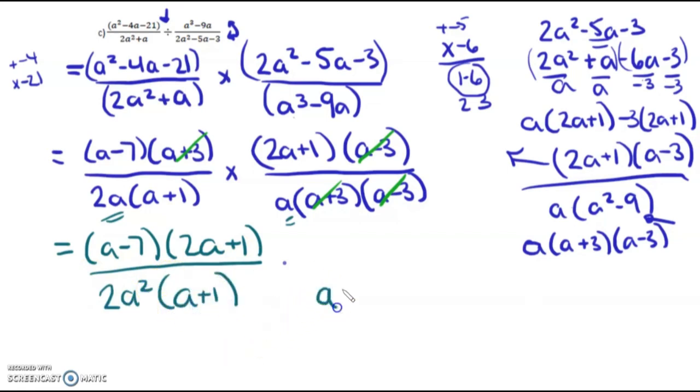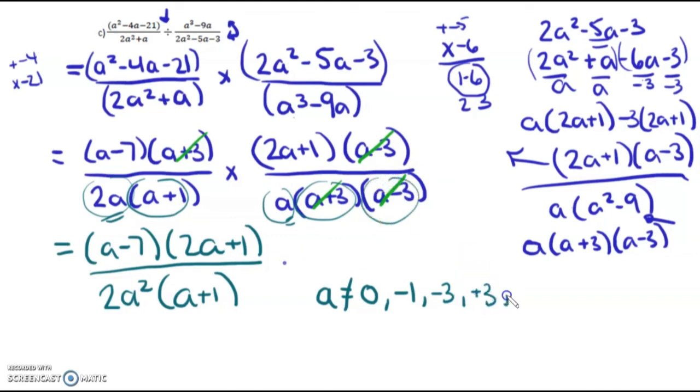So now the restrictions. If it was ever in the denominator, we have to put a restriction on it. So let's go back up here. I'm going to just circle them as I go, okay? So 2a, we have a restriction of 0. A plus 1, we have a restriction of -1. Okay, a, we already did the restriction of 0. We'll get -3 for this one, and then +3 for this one.